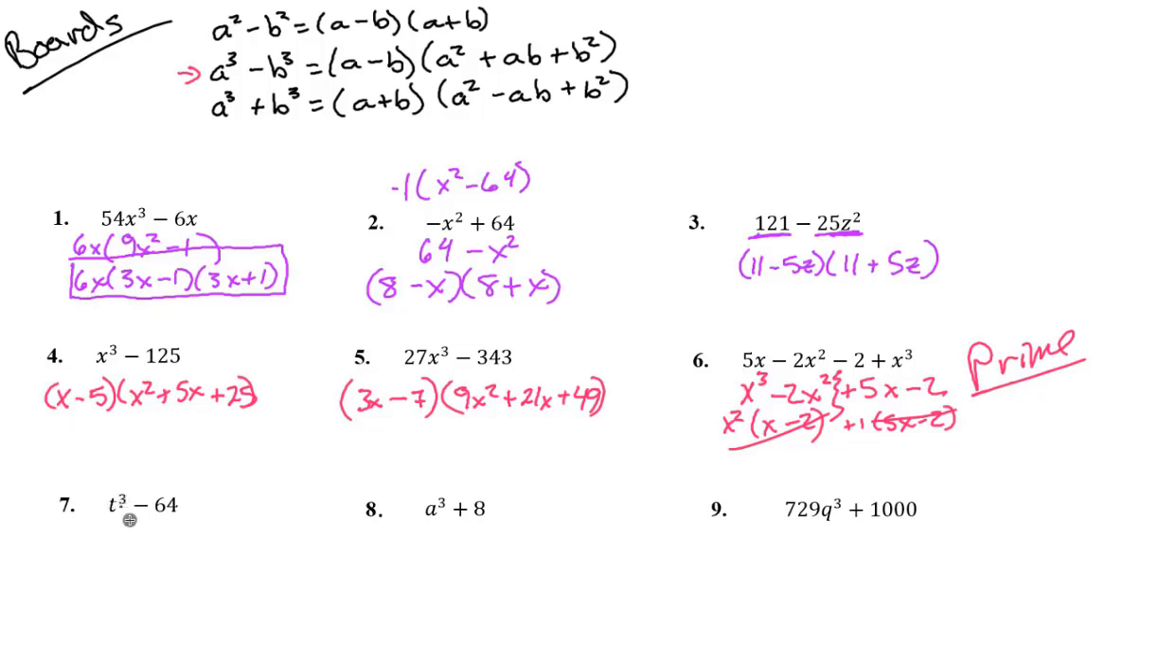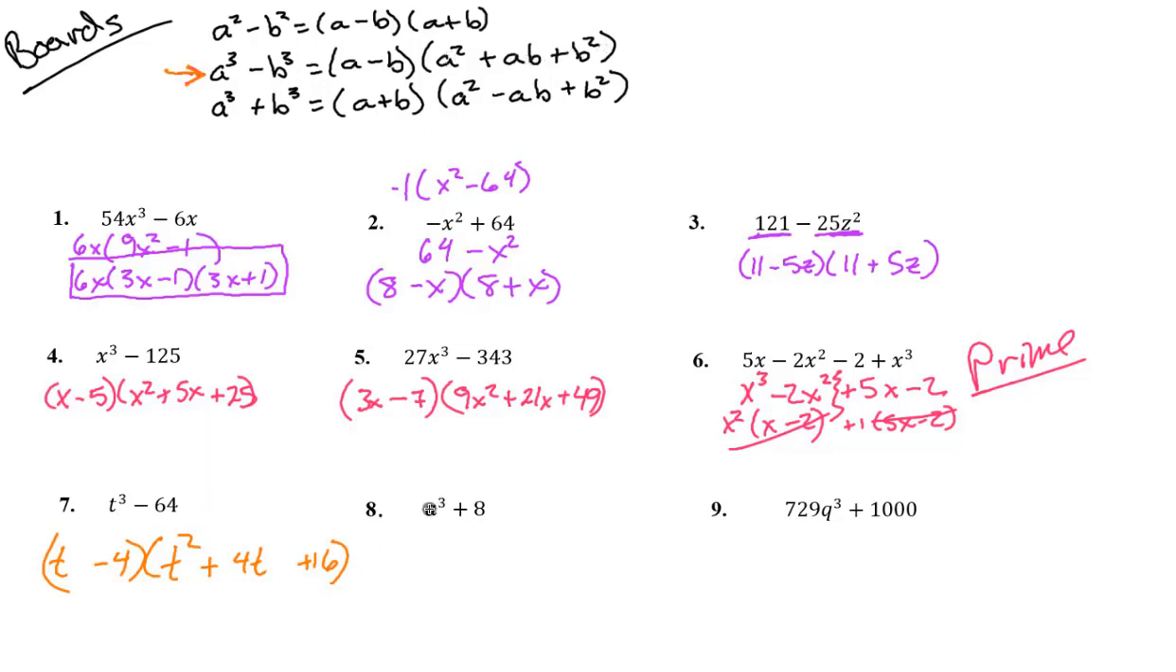This one, t cubed minus 64. Is this a perfect... Wait, 64 is a perfect square, but it's also a perfect cube. Yeah, this is t minus 4. T cubed minus 4 cubed is what we have here. So we're going to be using this formula again. So we've got a t squared, and we've got to have a plus 16 over here, and then a 4t in the middle, and it's got to be a positive. Okay, so that used that formula. We had t minus 4, and then t squared plus 4t plus 16.